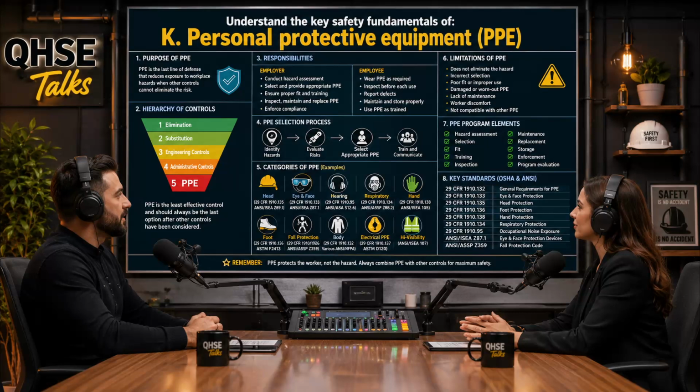Exactly. A face shield must always, unconditionally, be worn over primary eye protection like spectacles or goggles. It is a secondary layer of defense, never the only layer. Got it. Face shield equals secondary.